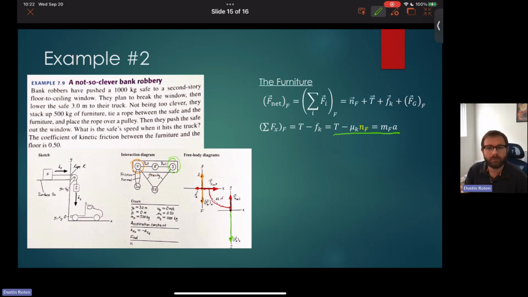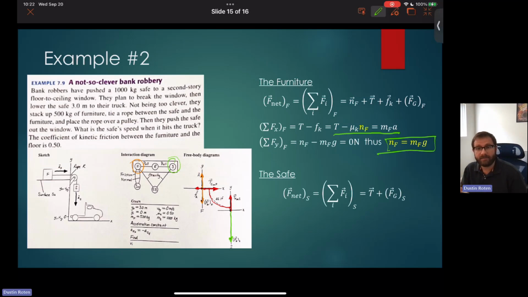Now we don't know what the normal force is, but typically normal forces are determined in the y direction. This one is easy because there's no weird ramp or anything. So we have just the normal force equals mg.